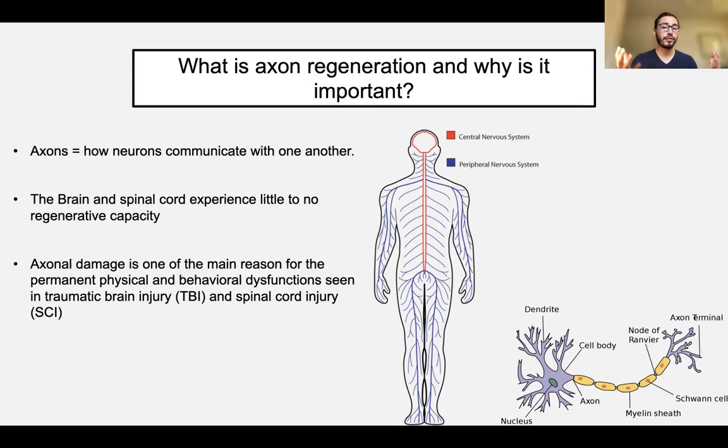And when this happens on a large scale, it causes physical and behavioral dysfunction that we see in individuals with traumatic brain injury and spinal cord injury. And my research mainly focuses on finding the factors that either promote or inhibit axon regeneration, either inside or outside of the neuron.